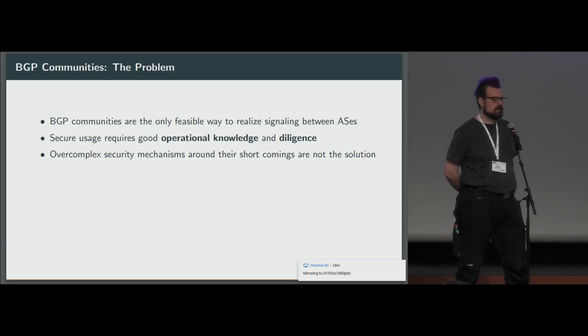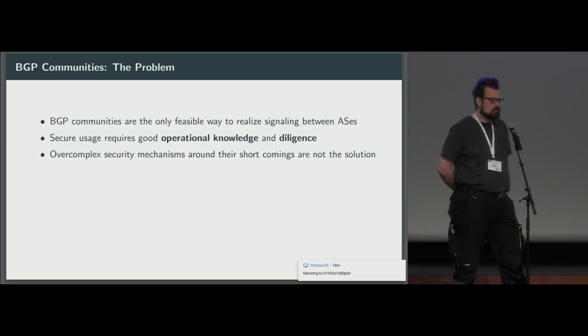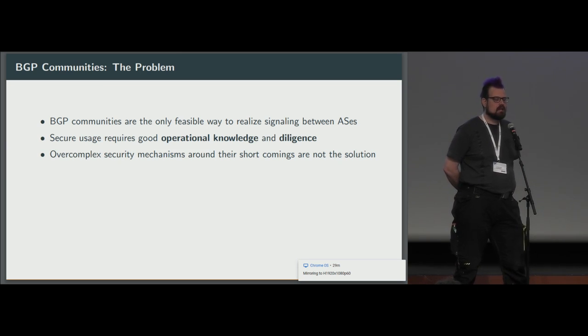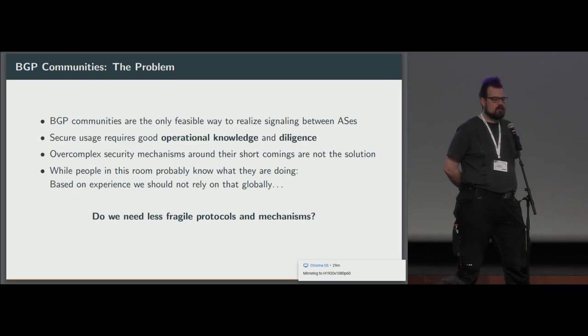So coming back to the general problem, BGP communities are currently the only feasible way to realize signaling between ASs, but the problem is that the secure usage requires good operational knowledge and diligence. We do not think that a very overcomplex system is really suitable to secure the shortcomings of BGP communities, but we have to be aware that there is a problem. And while everybody in this room is probably able to handle this and do everything correct all the time, we cannot rely on that on a global scale. There are a bunch of people out there who do not know what they are doing, and there will never be a world in which everybody is doing everything correct.